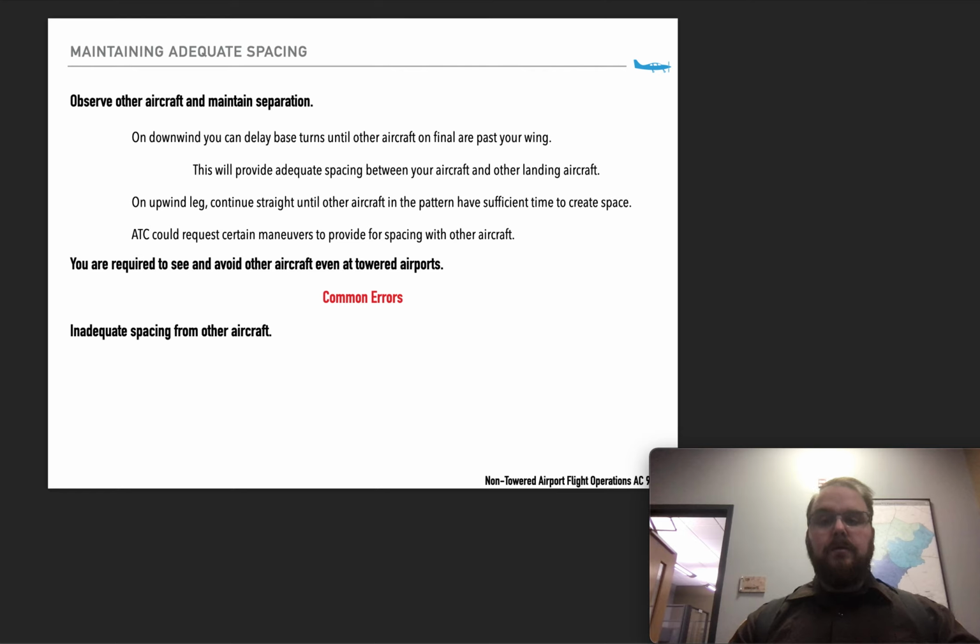Even at towered airports, I want to throw this in there, it's important that you maintain your own separation. It's still your responsibility in visual conditions. Common errors are obviously inadequate spacing.